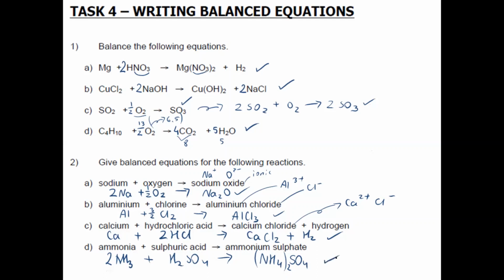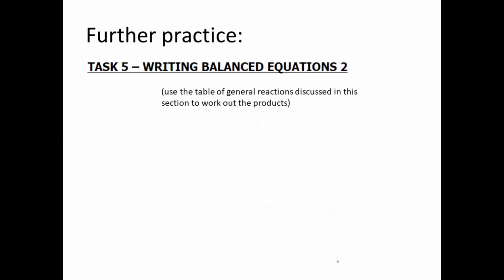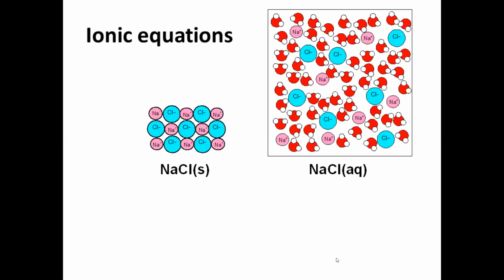Everything is balanced. Okay, so further practice for this kind of thing is writing balanced equations 2, task 5. Use the table of general reactions that we discussed in this section to work out the products, because the reactions are not given for you.